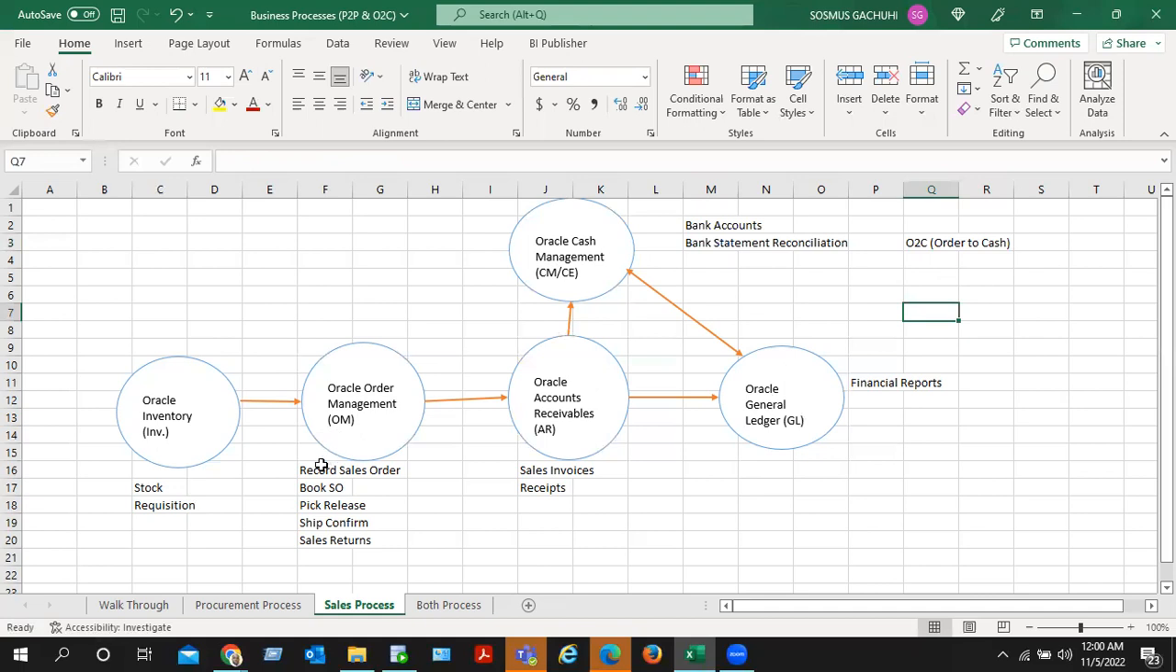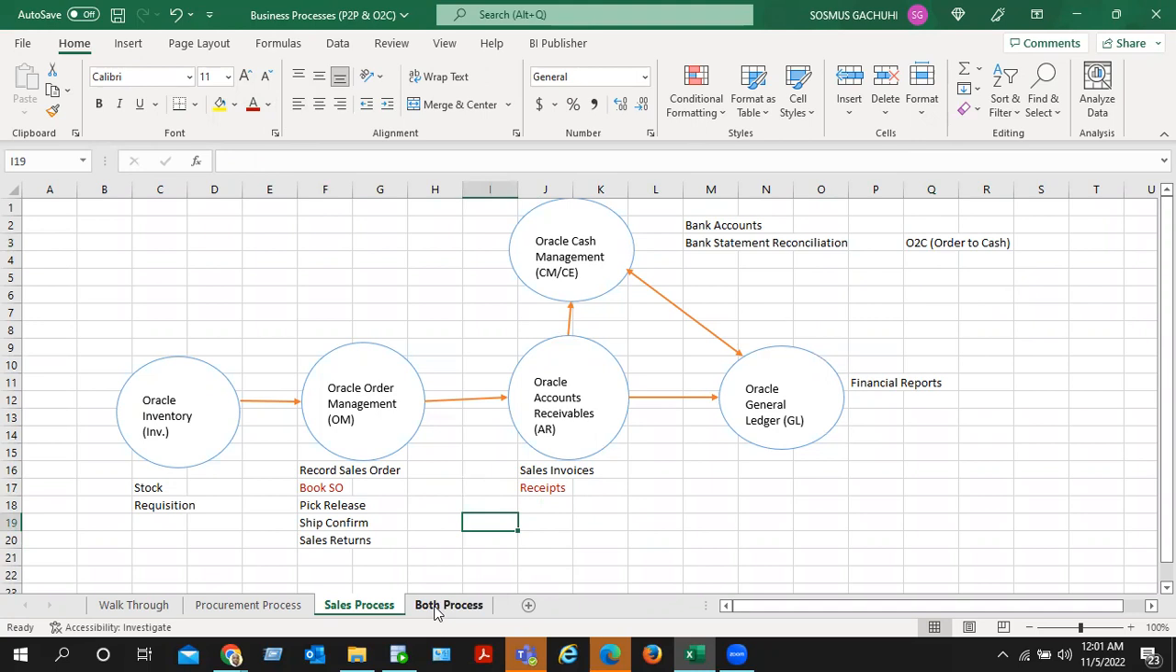Order is the order that is being placed by the customer. There's no way we can sell without this order. Then cash is the receipt. So the process primarily has booking of the sales order, and it has to end with receipting of the payment. So that's why we have O2C, which stands for order to cash.